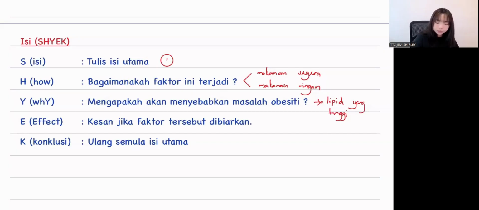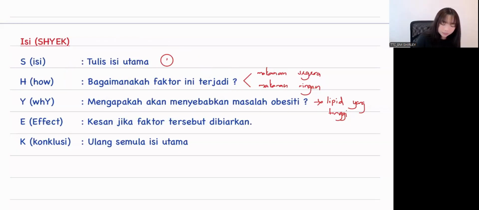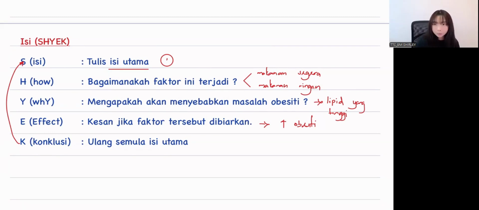Kesan jika faktor tersebut dibiarkan. Okay, what if we just let these situations continue? We just ignore it, we don't care about it. So what happened here? Eventually, it will definitely cause obesity to increase, and then the tahap kesihatan murid menurun, which means their standard of health conditions will reduce. So ulang semula isi utama, it will be something like this. To repeat the point again using a different sentence structure, because this is the ayat penegas where you need to re-emphasize and mention again what the point is.